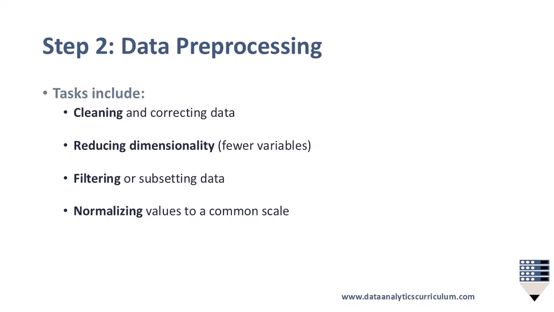Step 2 continued. Preprocessing tasks. Common preprocessing tasks include cleaning and correcting data errors, reducing dimensionality by removing irrelevant variables, filtering or subsetting data to focus on what matters, and normalizing values so they're on a common scale. All of these steps help the algorithms perform more effectively.